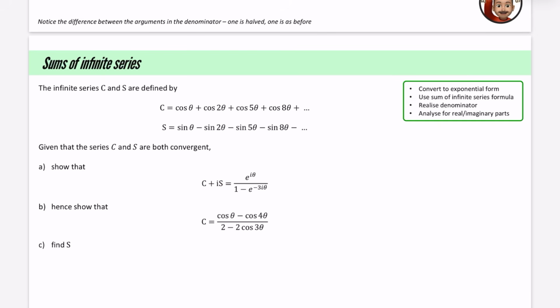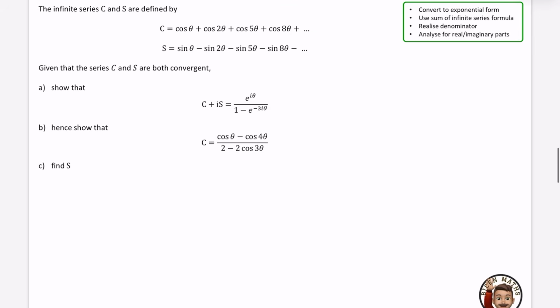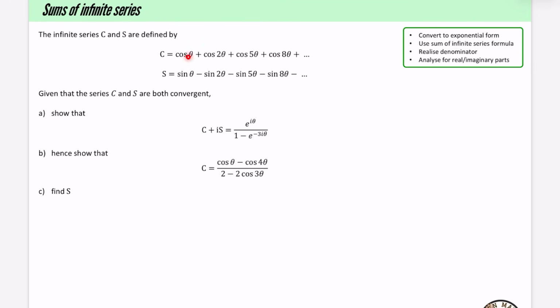You then use your sum of infinite series formula. You realize the denominator, and then you analyze it for real and imaginary parts for these kinds of questions that we have here. Okay. So this one says we've got the infinite series C and S are defined by this and this thing. Given that they are both convergent, show that C plus IS is equal to this expression.